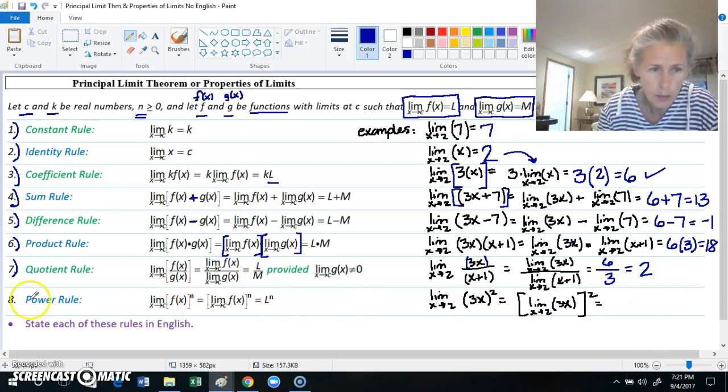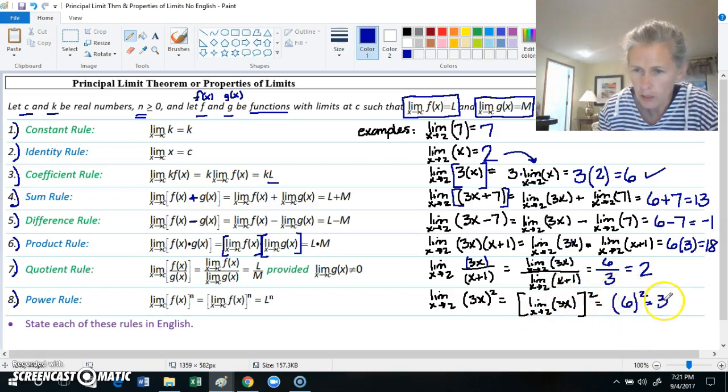The last one is the power rule. The limit of f of x to the nth power as x approaches c will be the same as the nth power of the limit of f of x. So take a look at the limit of 3x squared as x approaches 2. That will be the same as the limit of 3x, finding that limit and squaring it. So when I find the limit of 3x as x approaches 2, that's a 6. And when I square it, I get 36.